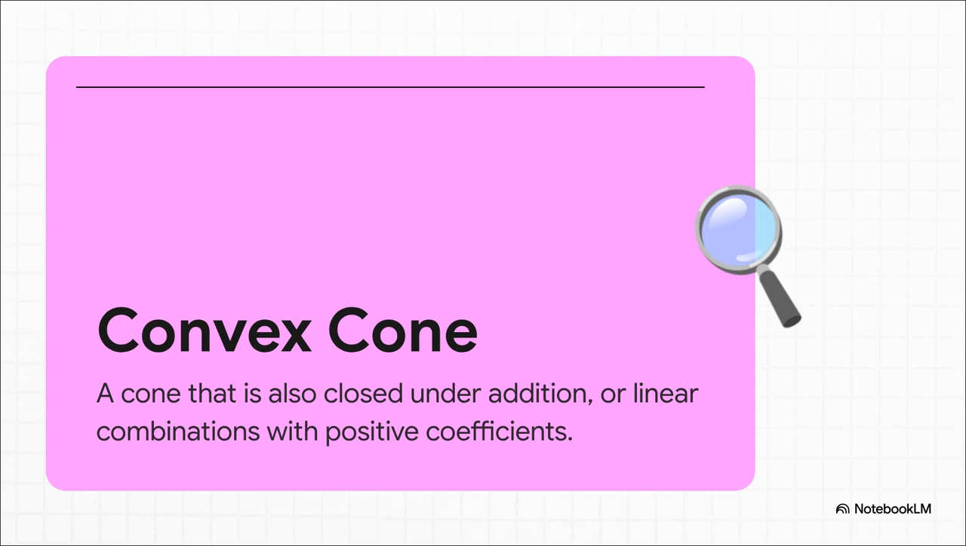What does that mean? It means you can grab any two arrows from inside your cone, add them together tip to tail, and the new arrow you get, the result, is guaranteed to land right back inside the cone. It's not just about stretching one arrow anymore. Now it's about combining them. No matter how you mix and match them, you can't escape the cone.